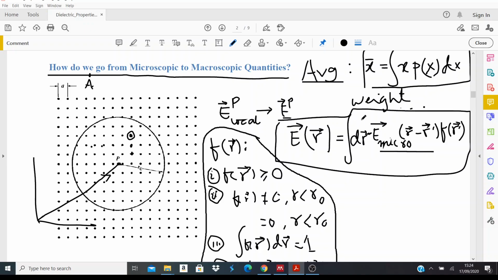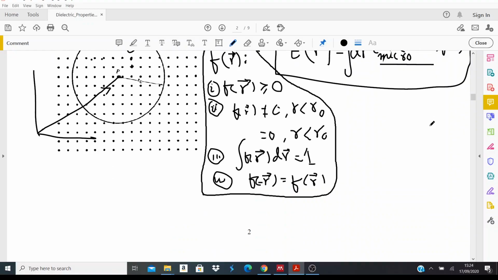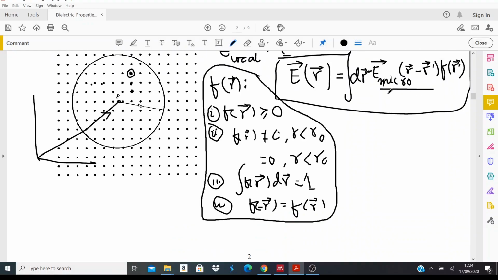And the question to ask now is, what is the advantage of doing the averaging in this form? Let me mention the advantage of doing the average in this fashion. Let's say we consider this point at which we are trying to evaluate the total macroscopic field, which is E of R, but we know the individual electric field at these points. So let's say we are talking about this point, and some points within the circle, and this is denoted by E micro R.